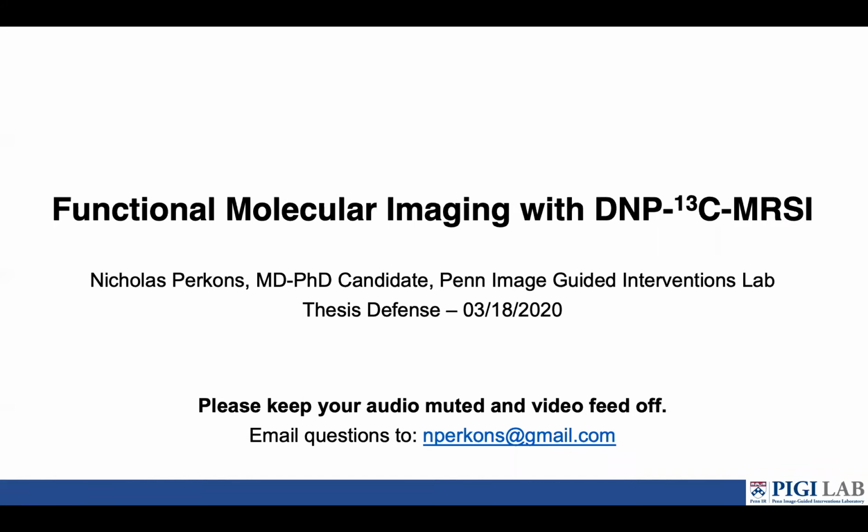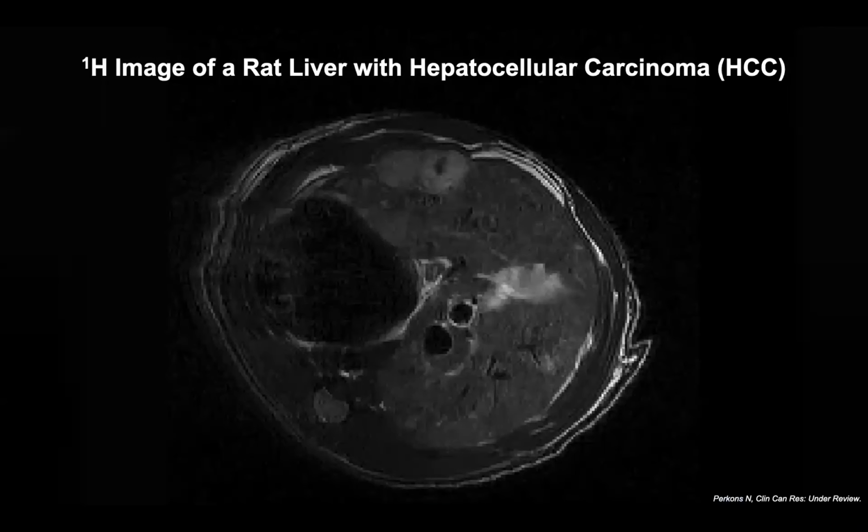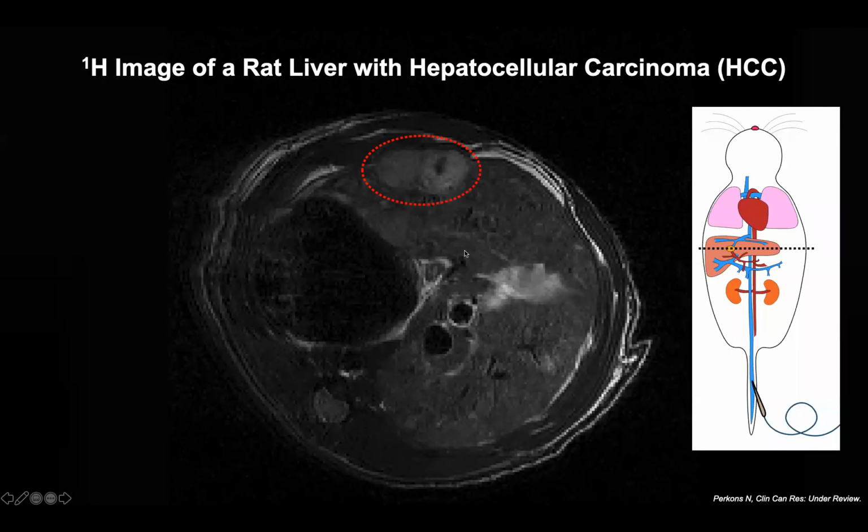So to get started, this is a standard T2-weighted proton MR image of a rat with hepatocellular carcinoma. And for those who aren't radiologists in the audience that can't pick it out, the lesion, or the tumor in this case, the hepatocellular carcinoma, is denoted here by this red circle. And what this image represents is really an axial cross-section of a rat liver that bifurcates the tumor, as shown in the schematic over here on the right.